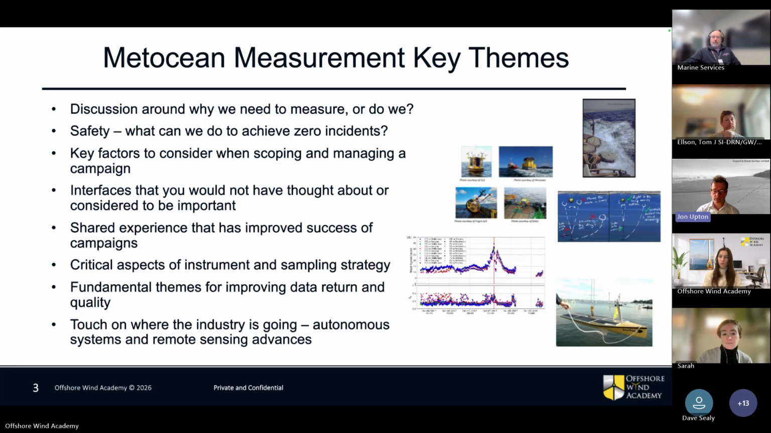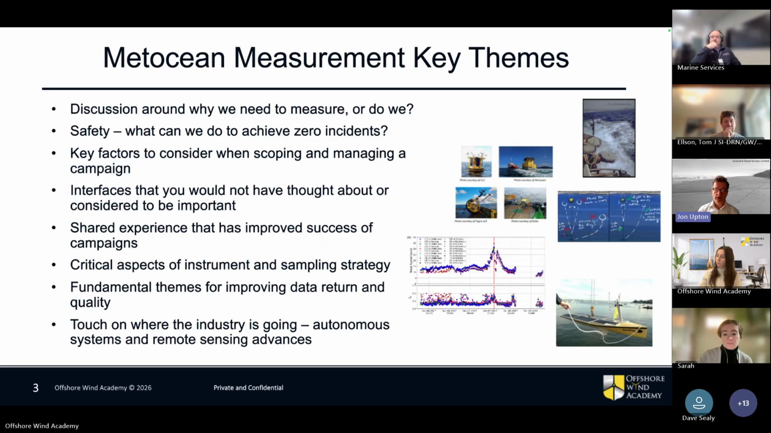Last point, actually, I'll touch on here. The picture in the bottom right is of an autonomous surface vehicle, so an ASV, UUV, lots of different terminology for these things, but we are finding that some of the measurements that we carry out can be done by these systems, and these are becoming more and more, well, we see them everywhere.